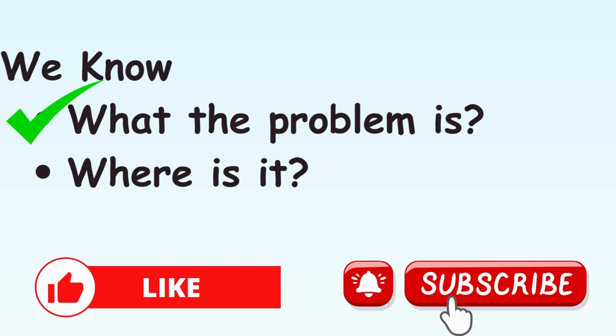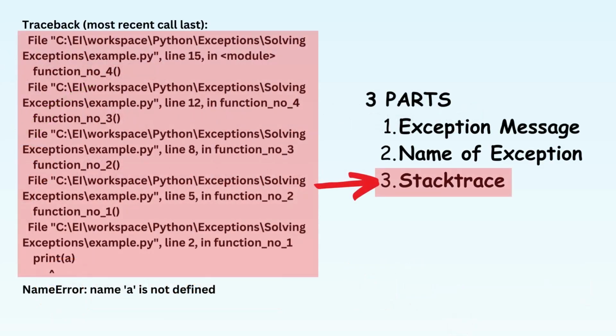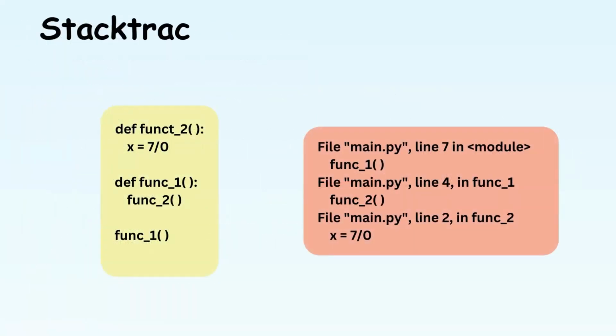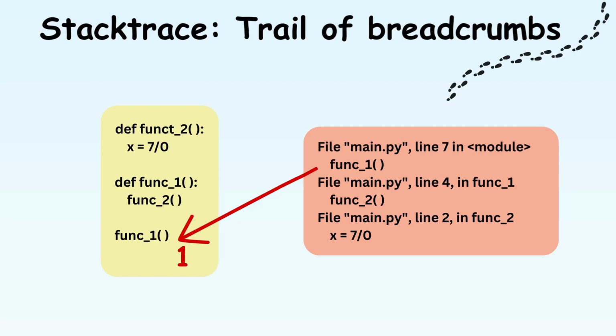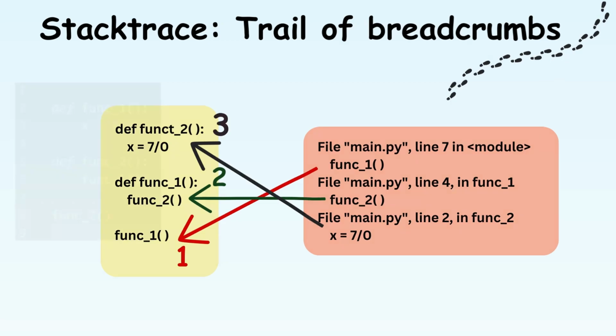Now we can proceed to the next step and figure out where the error has occurred. And that's where the rest of the error message comes in handy. This part is called the stack trace. If you're hearing the term stack trace for the first time, don't let the technicality of the name get in your way. Stack trace is just the trail of breadcrumbs to help you track down the spot in code where the error has occurred. Let's look at another example.